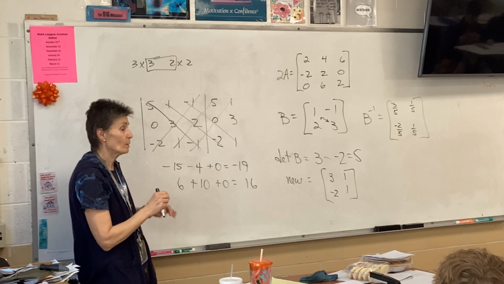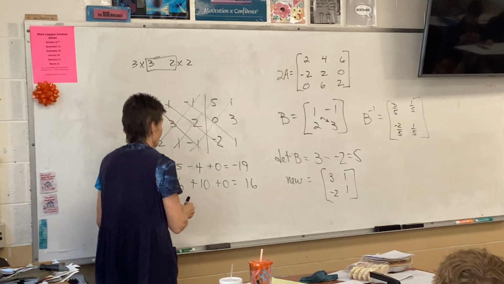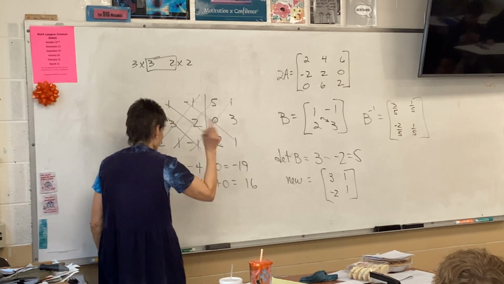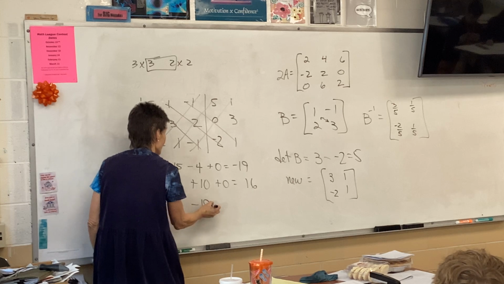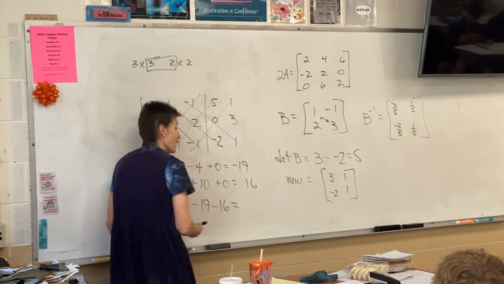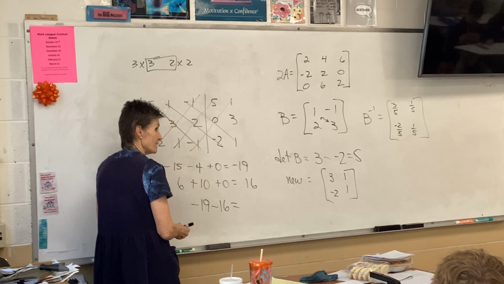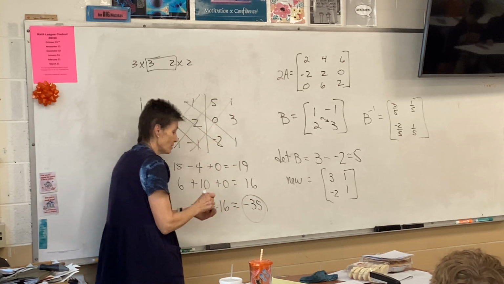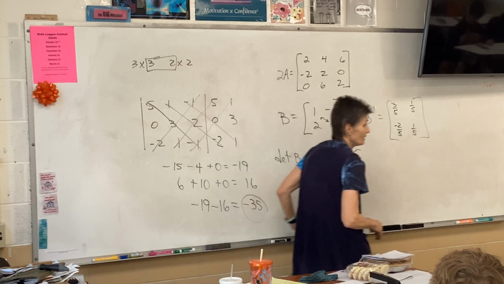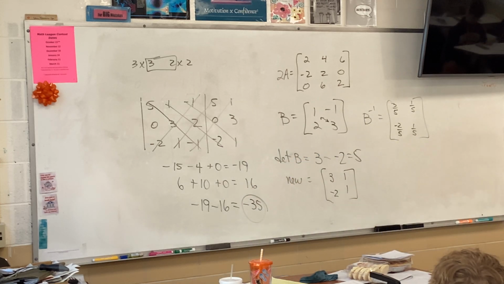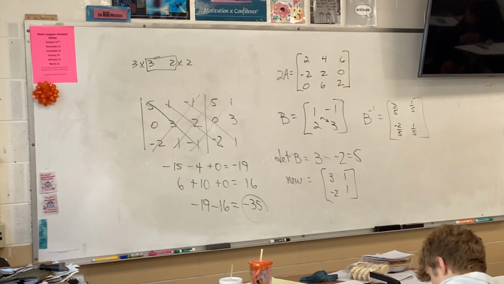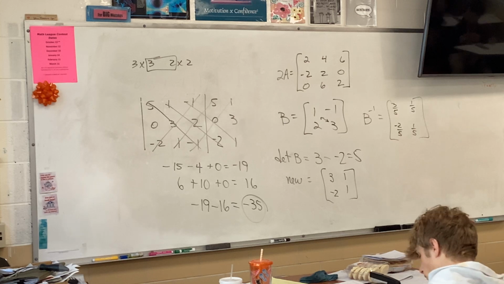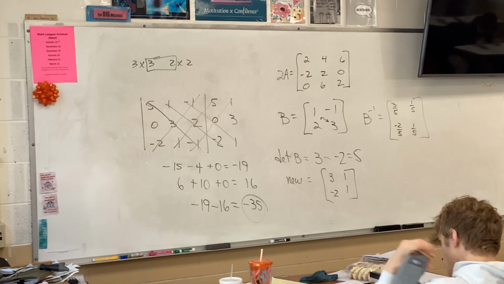What do I do with those two numbers? Subtract in that order. So -19 minus 16, -35. So the answer to the problem is -35. All right, so I haven't figured it out yet.